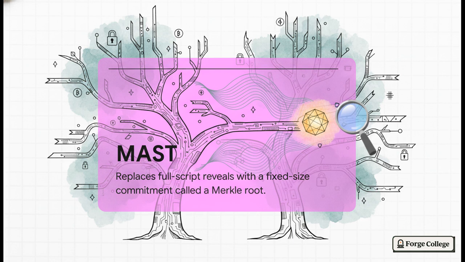Remember our previous deep dive on Schnorr signatures? Well, that mathematical linearity we learned about is exactly what allows us to hide these alternative script branches behind a single output key without leaking them until they're actually needed.